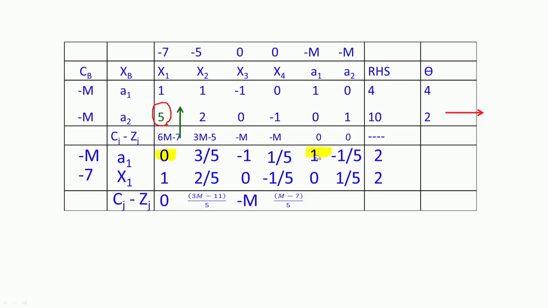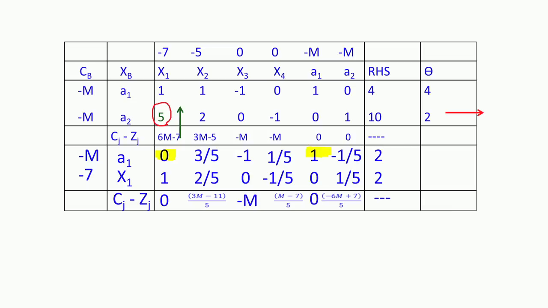Fifth one, minus m into 1 is minus m plus 0. So I will have a 0 there. I will have a 0 here because it is a basic variable. For the last one, plus m by 5 minus 7 by 5. So minus m by 5 plus 7 by 5 will become minus 6m plus 7 by 5. The value of the objective function is again written as dash because there is still an artificial variable in the solution. So it becomes dash.